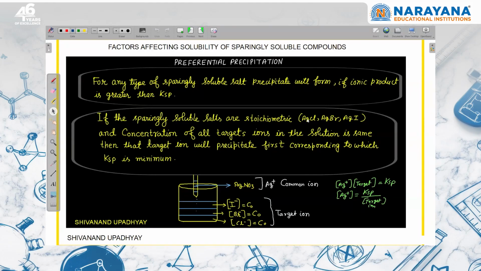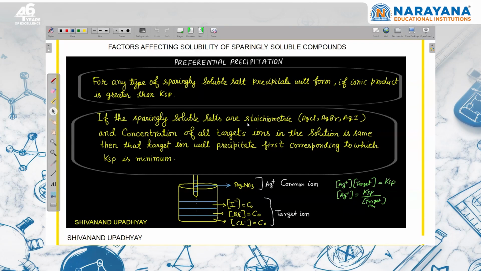Stoichiometric means if the salt will dissolve, it will form same number of ions and their coefficient is going to be same. Ag plus Cl minus, Ag plus Br minus. So when we write the relation between Ksp and solubility, we'll get Ksp is equal to solubility square. So we'll say these are stoichiometric solids or soluble salts.